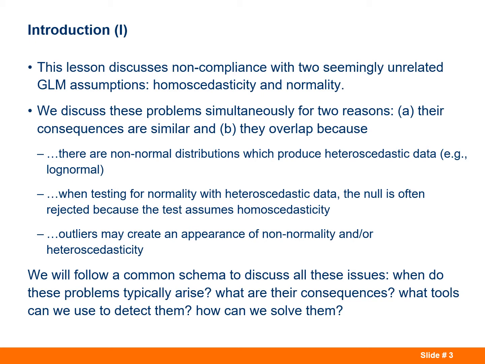Second, when we are testing for normality with heteroskedastic data, the null is often rejected because the test assumes that the data is homoskedastic. And third, outliers may create an appearance of non-normality and/or heteroskedasticity. We will discuss this issue in the next lesson.